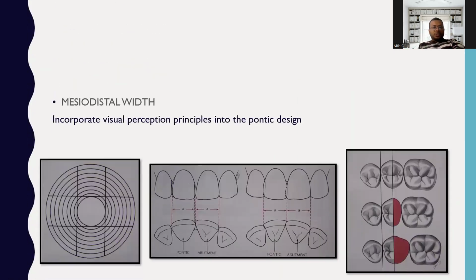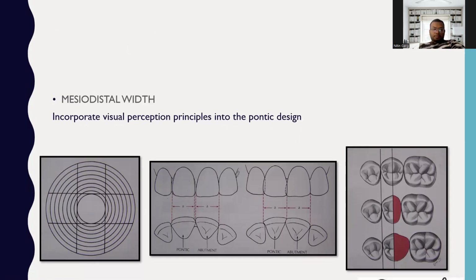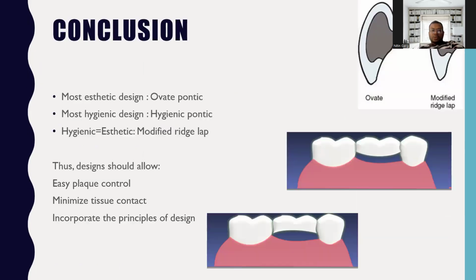Coming on to the mesiodistal width, it should incorporate visual perception principles into the Pontic design. It should ideally be the same as the space that is available. So coming on to the conclusion, the most aesthetic design is the ovate Pontic.